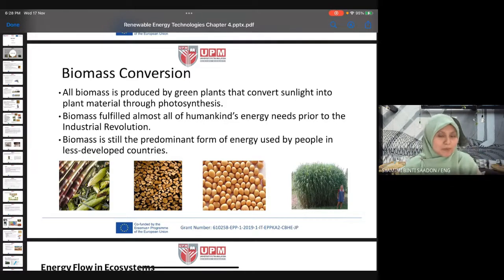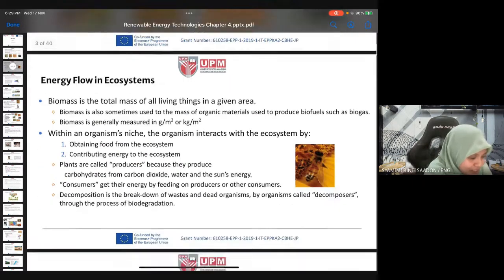The definition of biomass: what we mean by biomass is all the plants, etc. Green plants produce, so these plants undergo photosynthesis that converts the sunlight to plant material. This is like the earth's ecology, right? So we have a kind of cycle. Biomass will fulfill all our mankind energy needs, and at the same time the plants need some source like carbon dioxide in order to undergo this photosynthesis process, right? So that is part of the ecosystem.